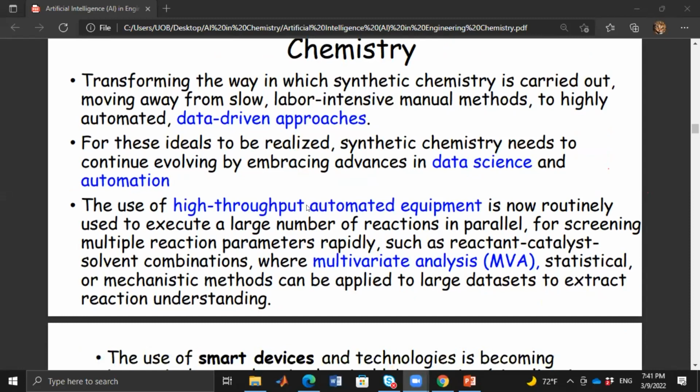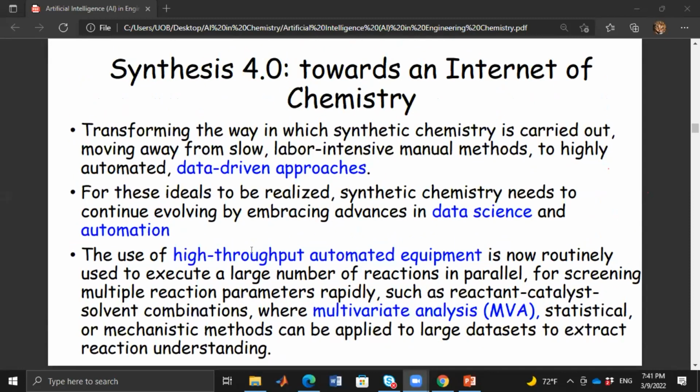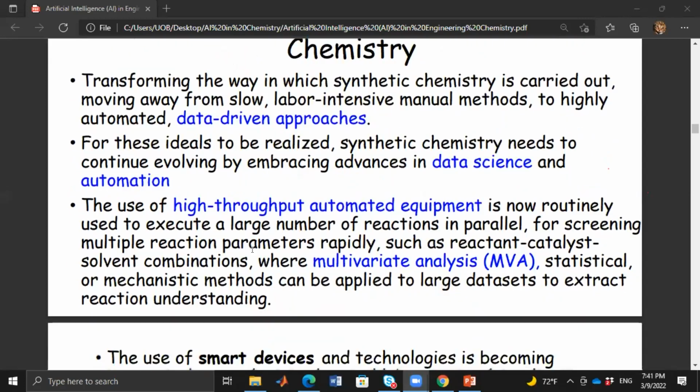El high throughput automated equipments. This is something I'm not sure if you are familiar with, but for example, in Saudi Aramco, they are using it a lot, el high throughput automated equipment. I've seen it myself. You can try an alternative, a combination of a lot of reactant, catalyst, and solvent combinations. You generate a lot of data. You need to use statistics, in particular multivariate analysis, in order to look at this result and try to draw a meaningful conclusion from it.